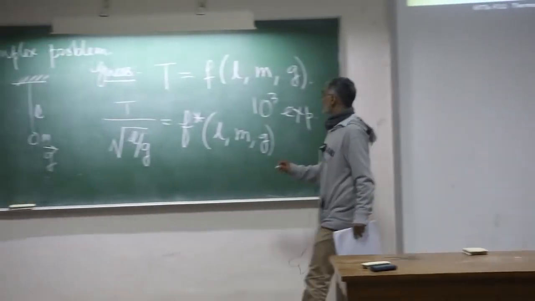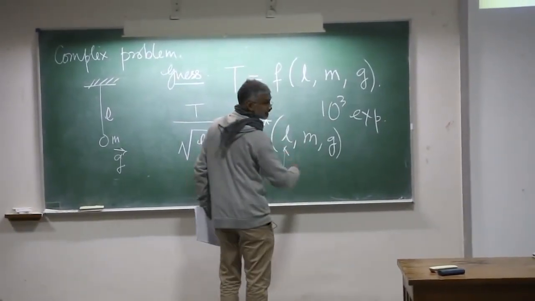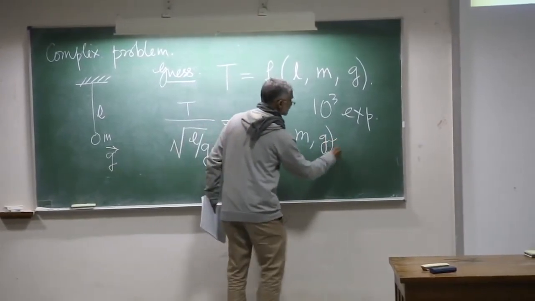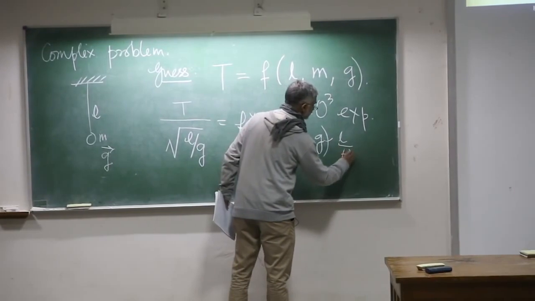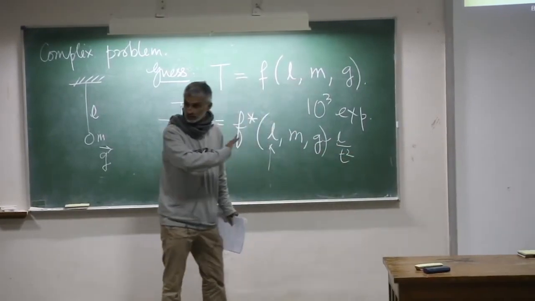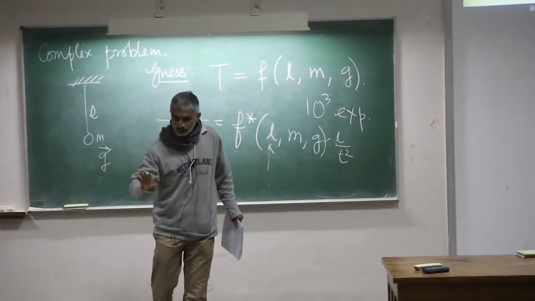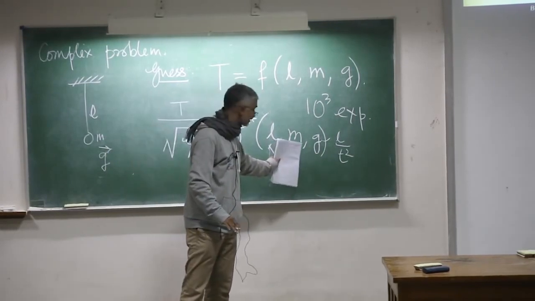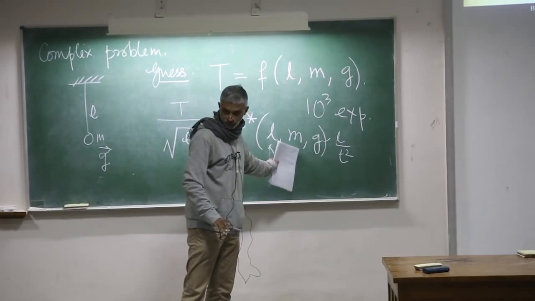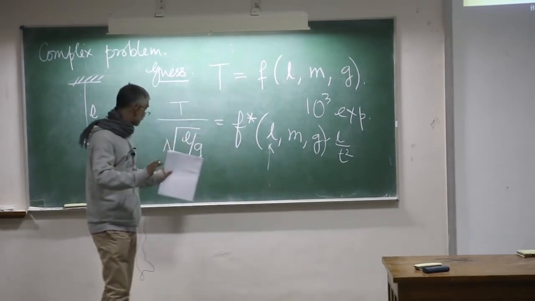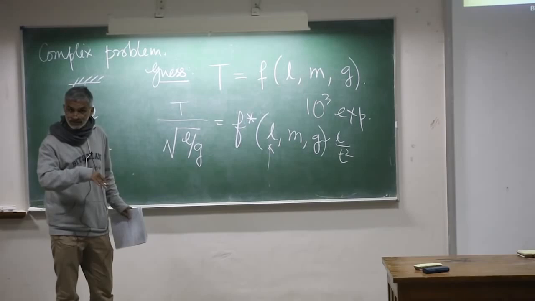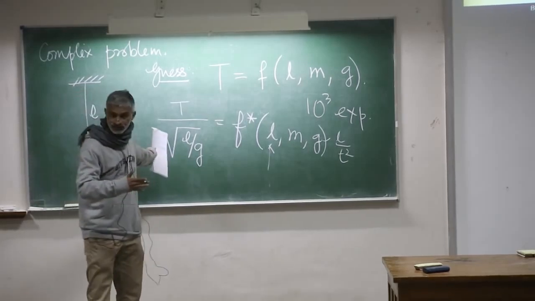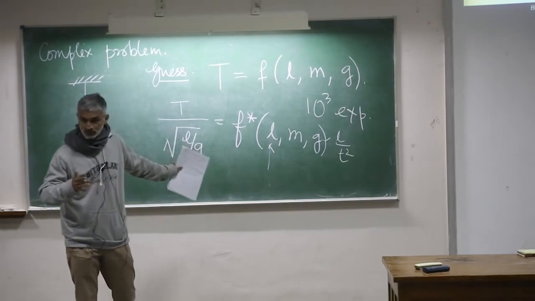The input for L is the same for the entire class. This G is length over T squared, so the input for G is the same for the entire class, but half the class has a different value for M. What about the answer? The whole class gets the same answer. Why? Because the LHS is independent of dimension.